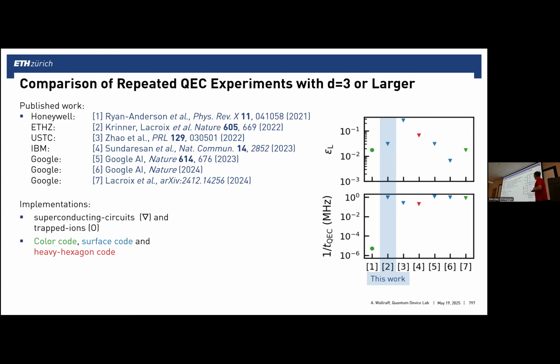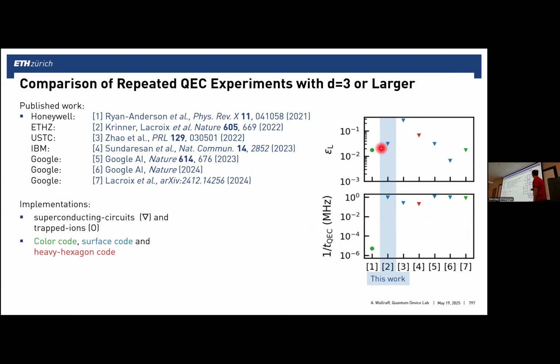Okay, so how well does this do? This now has some of the newer Google data on it already. So for the early experiments, our superconducting circuit experiment was the first one that was able to do the full quantum error correction in the surface code in a repeated fashion. And it had a 3% error, and it had a largish repetition rate of about a megahertz, so a cycle time of about 1 microsecond.